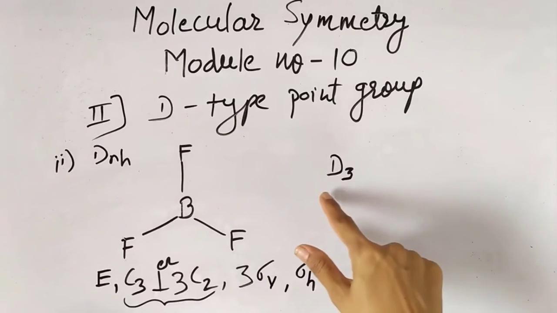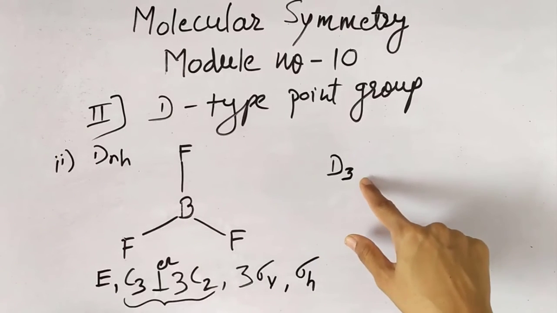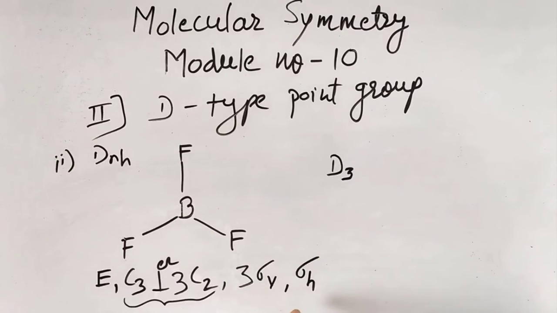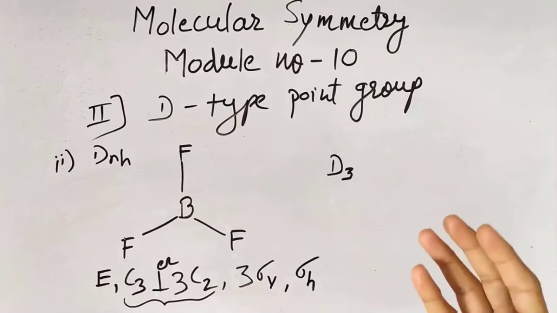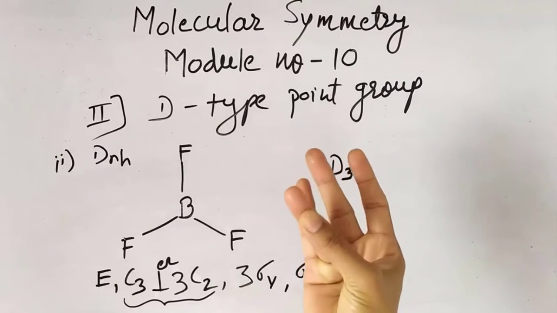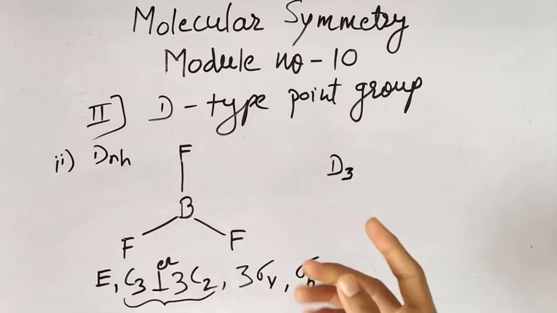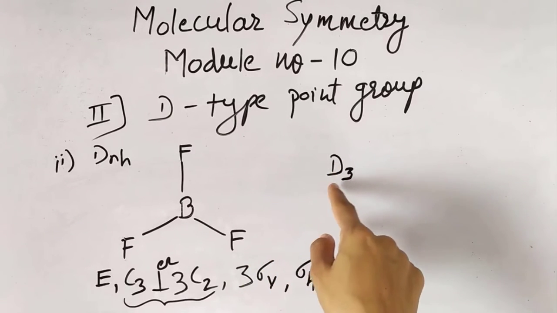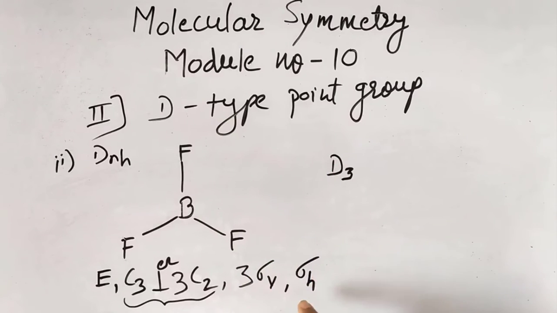So in the main point group we have written D3. What comes next is determined from what? Planes. Whether we have a dihedral plane, a horizontal plane, or vertical planes. So what comes next after this main point group is decided from the plane.